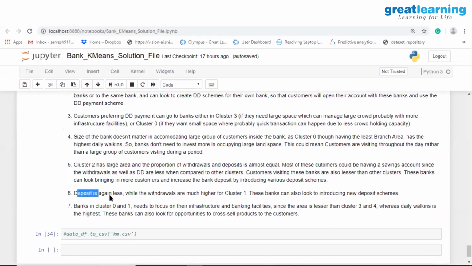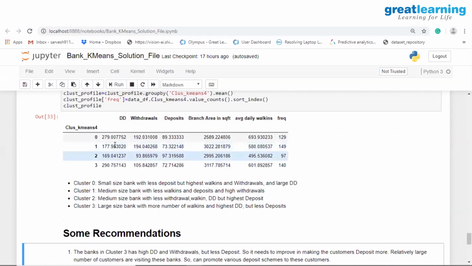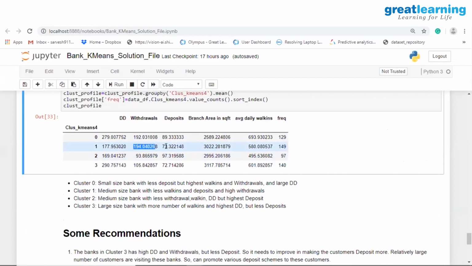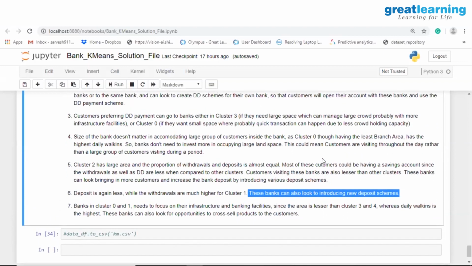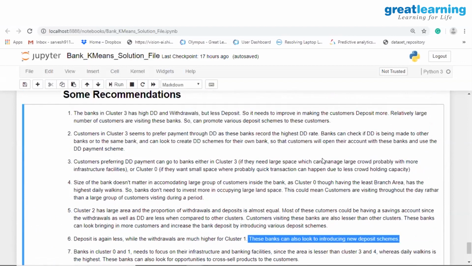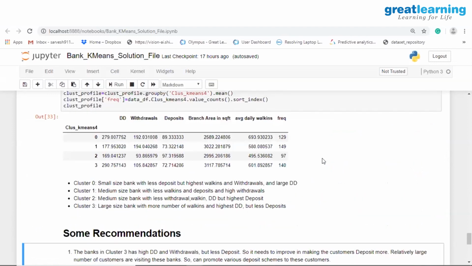Deposits are again less, while withdrawals are much higher for cluster 1. Right? Withdrawals are larger, but the deposits are relatively very small. So these banks can also look at introducing new deposit schemes. So these are all some generic recommendations. When you're going to do a business report, it should have an end-to-end flow like this, right?